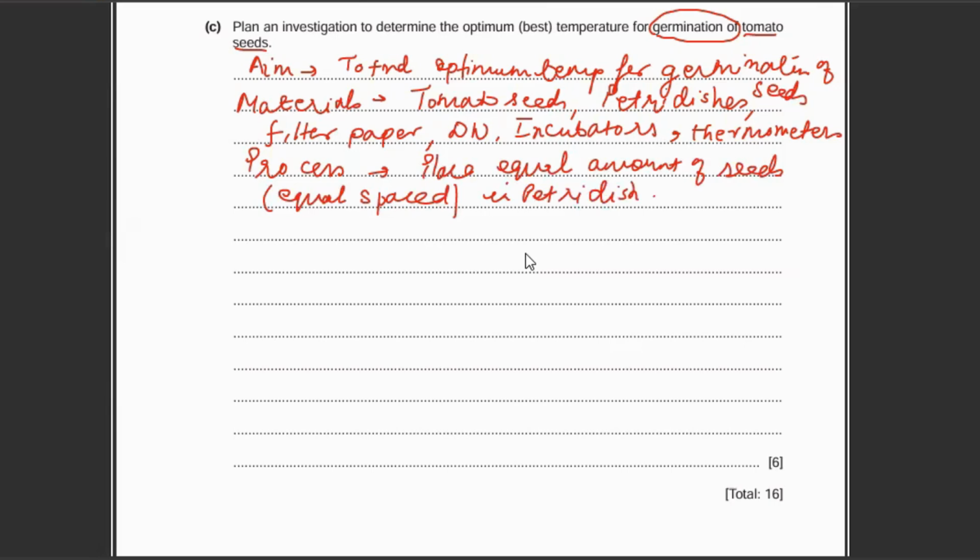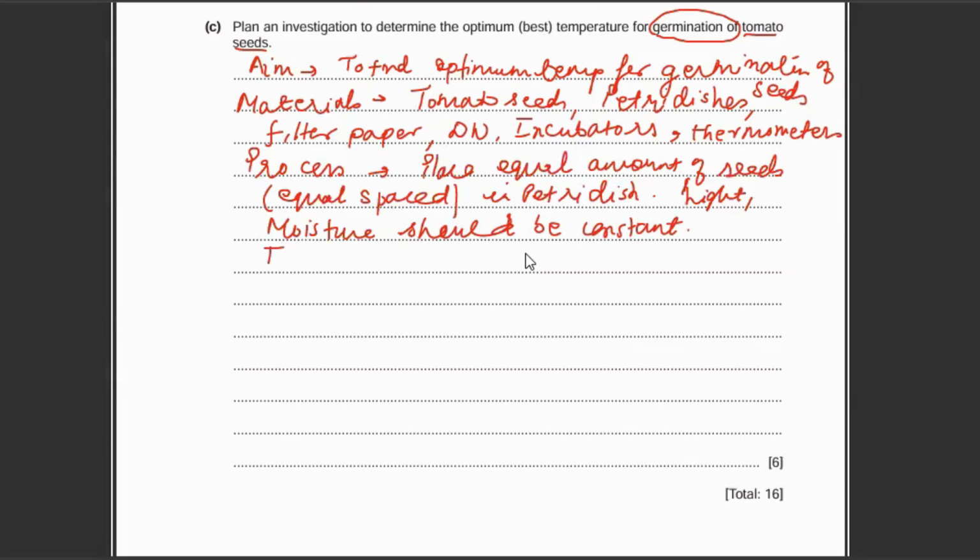Okay, after placing the seeds on the Petri dish, keep all the other factors constant. So other conditions, keep light, moisture. On the filter paper, some water droplets could be sprinkled to keep the moisture. And remember, it should be almost constant. So light and moisture should be constant. Only the temperature varies. We would vary the temperature because we have to find the optimum temperature.